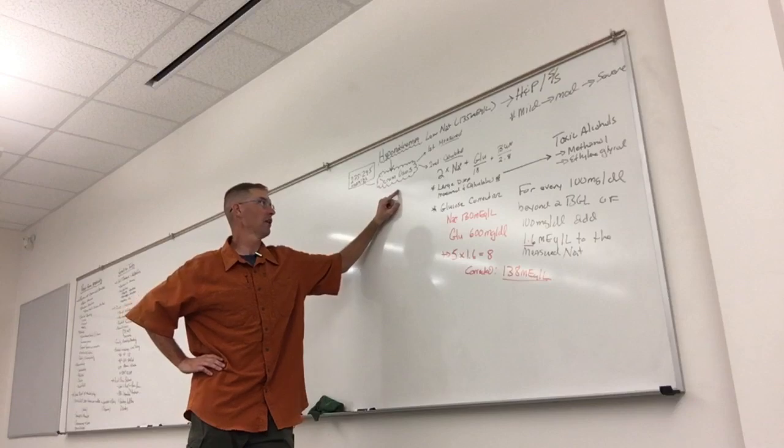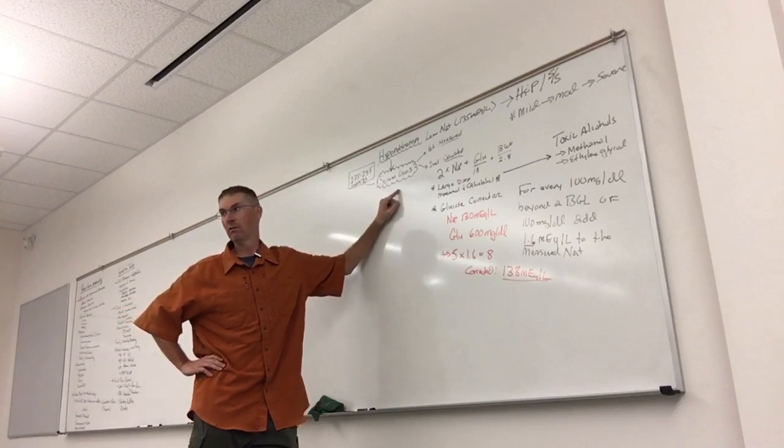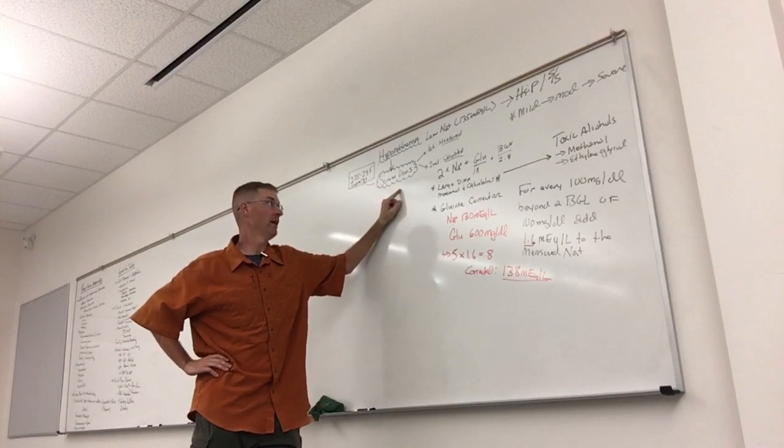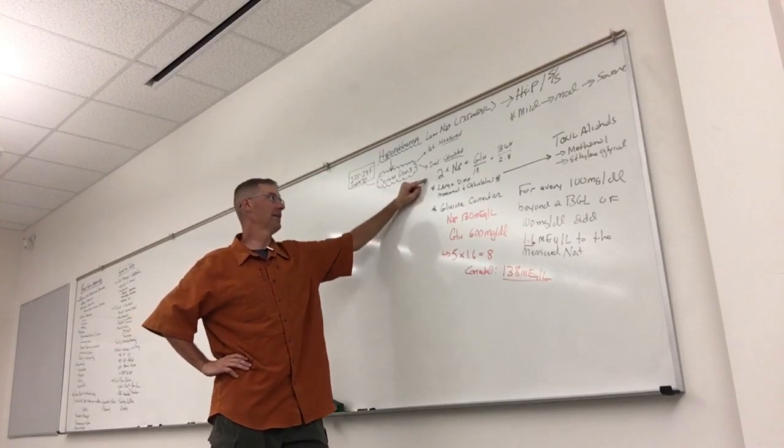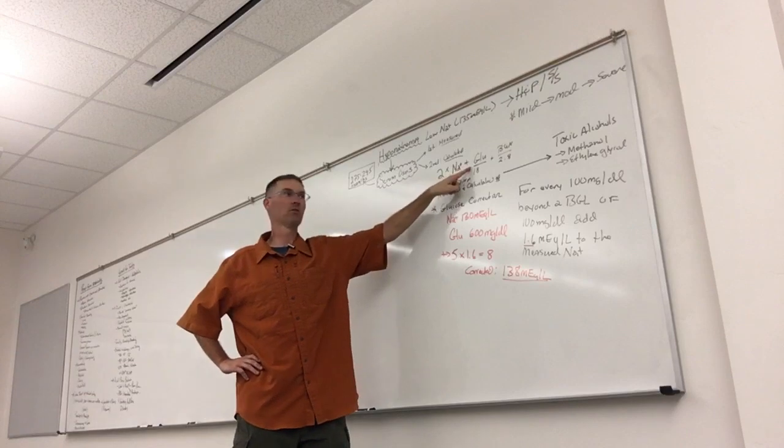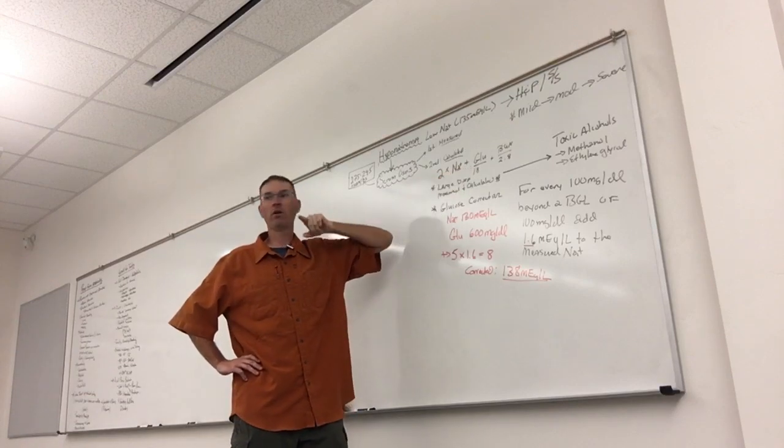Now, in the case of this DKA patient, is their serum osmolality going to be high or low? It's going to be really high, right? Because they've got a lot of sugar in there. But the calculated should be high as well, right? Because the glucose is 600, and remember, we take glucose into consideration.